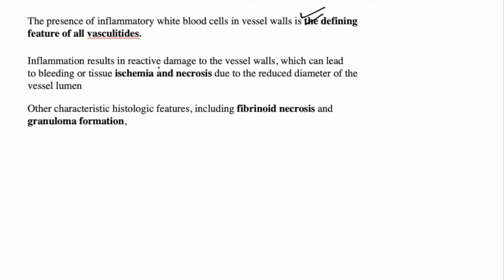Other characteristic histological features are fibrinoid necrosis and granuloma formation. Even though they are other histological features, they sometimes help in reaching the perfect diagnosis, fibrinoid necrosis or granuloma formation. We say vasculitis is associated with granulomatous inflammation, or vasculitis is associated with fibrinoid necrosis. These are important points to remember.